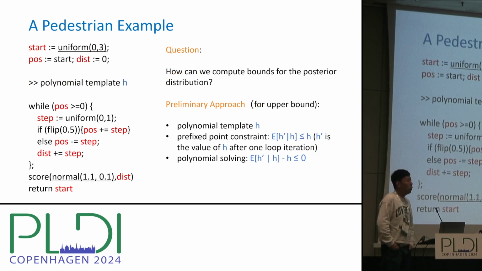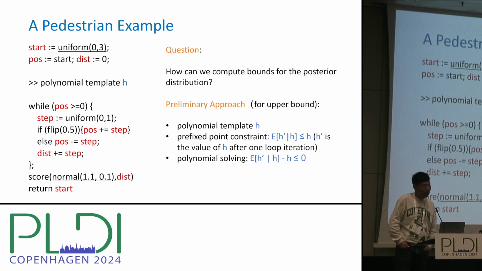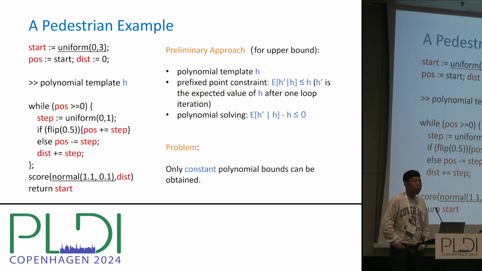The problem now arises on how we analyze this posterior distribution. We could apply polynomial solving, and we can sketch the main steps here. We have a polynomial template h at the entry point of this while loop, shown in blue, and then we can apply prefixed point conditions to this h, whose details I do not wish to go into. It is sort of calculating the expected value of h after one loop iteration, and this expected value should be smaller than or equal to h, and then we apply polynomial solving to this inequality. These are all known approaches, but we find that simply by applying this, we only get constant bounds.